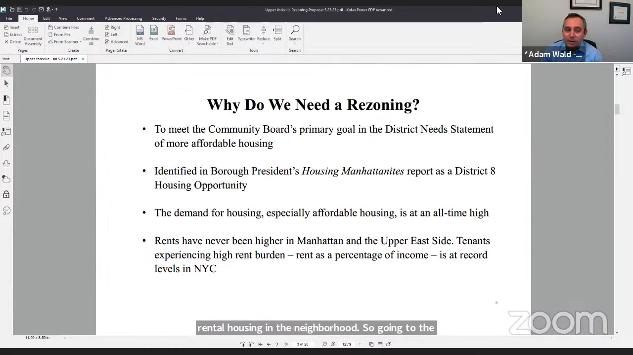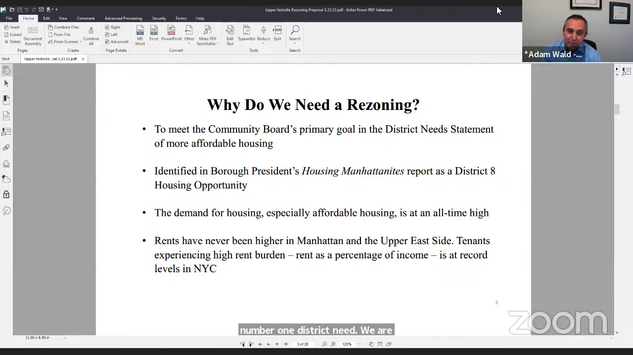So going to the next page, why do we need a rezoning? For years and years and years, as long as I can remember being on the board, the primary goal in the district needs statement has always been for more affordable housing. We haven't done much in the district to promote the development of affordable housing. So I'm hoping that something like this can reach that goal that we continue to profess as a number one district need.